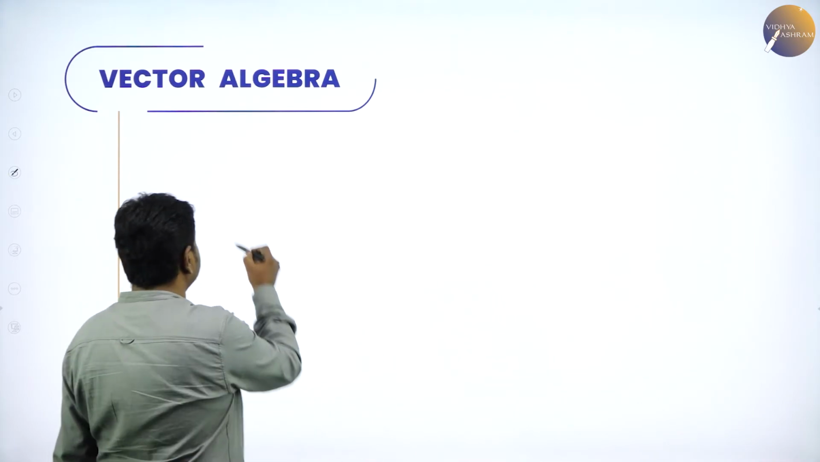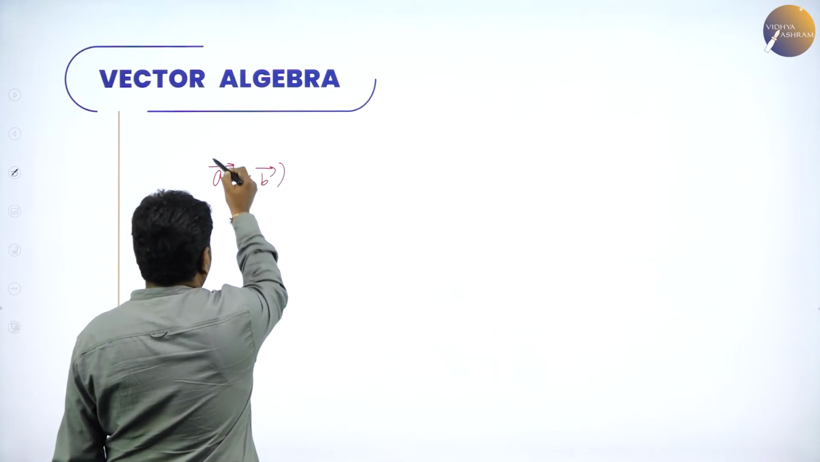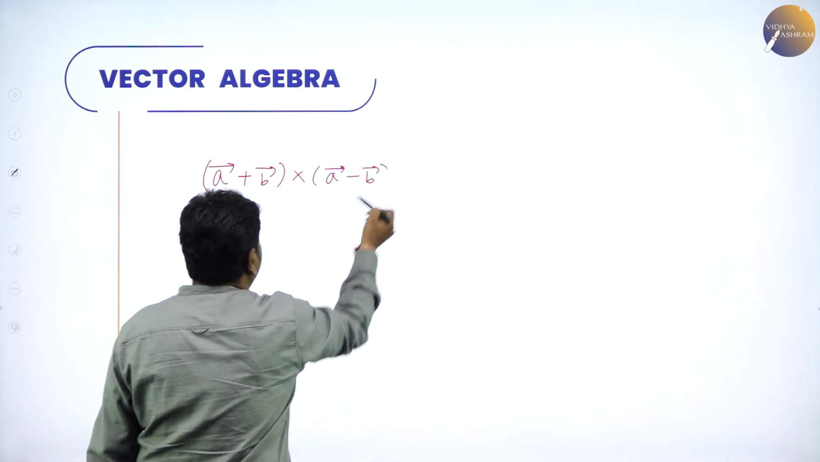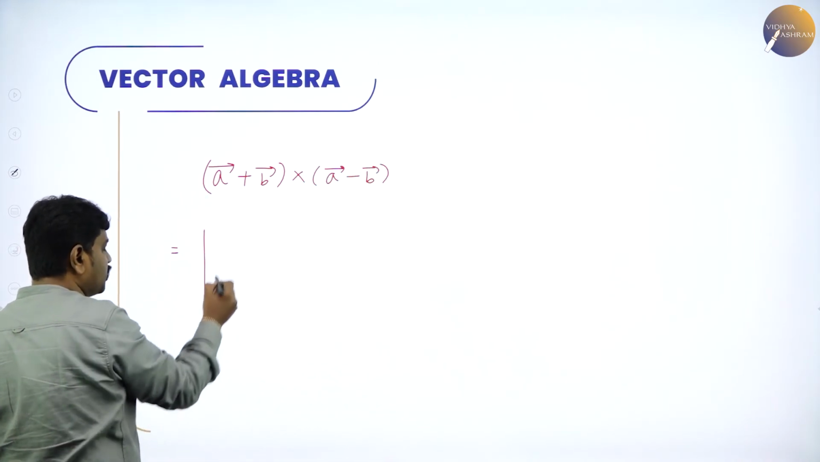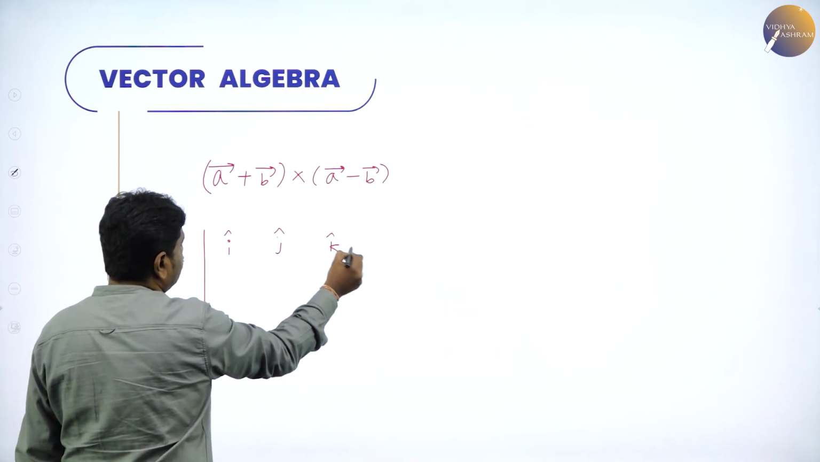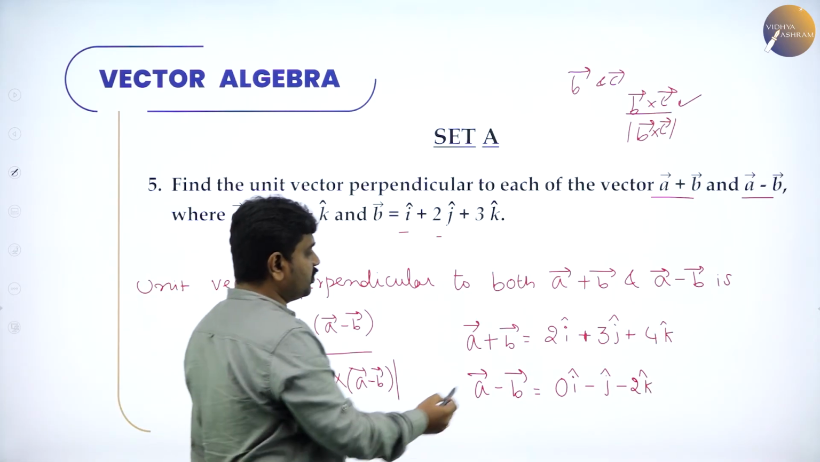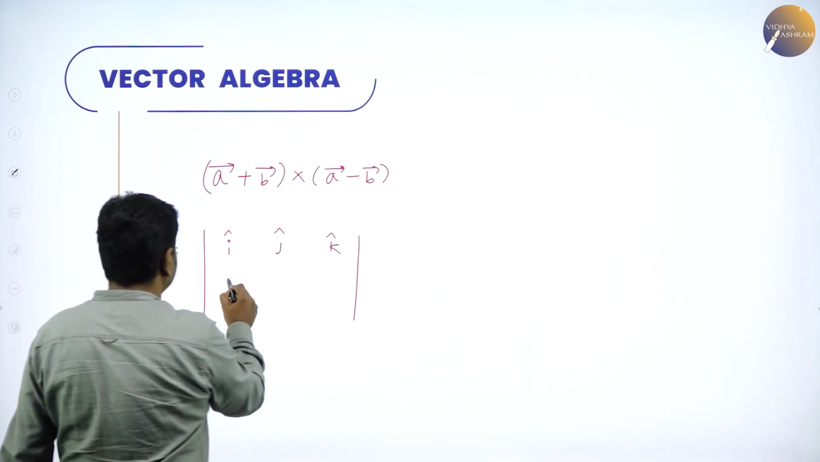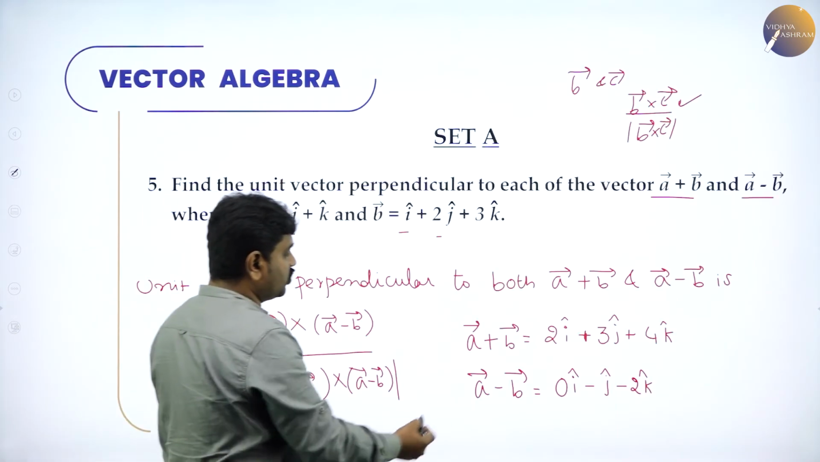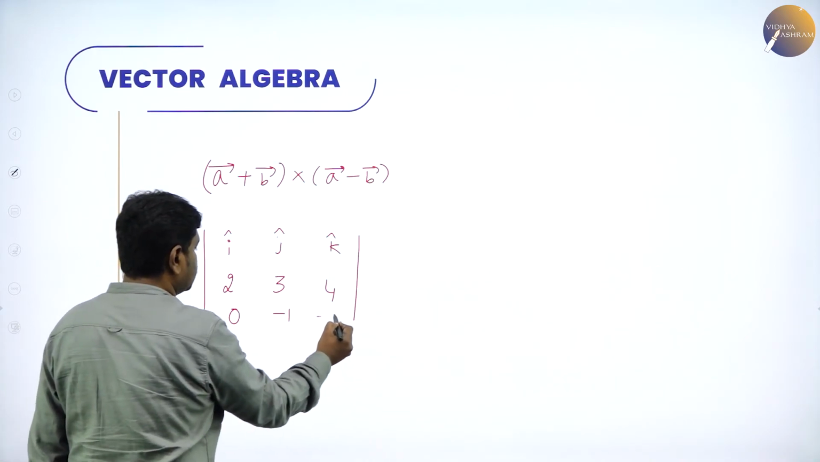So first find A plus B cross A minus B. You know how to find the cross product of two vectors. How to find the cross product? In order to find the cross product, in the first row we'll put i cap, j cap, k cap. In the second row, write the coefficients of A plus B, this is the first vector. What are the coefficients of A plus B? 2, 3, 4. And then write the coefficients of A minus B. What are the coefficients of A minus B? 0, minus 1, minus 2.